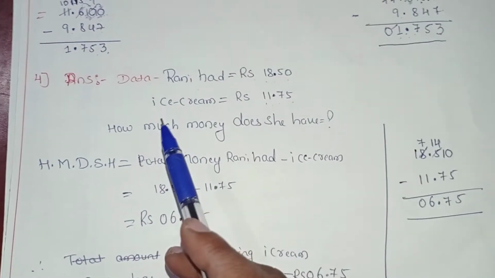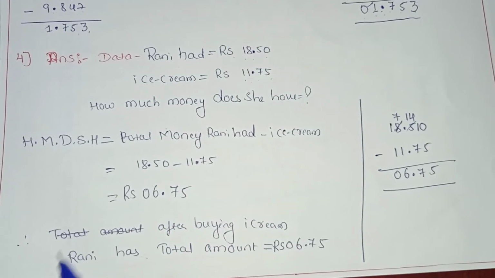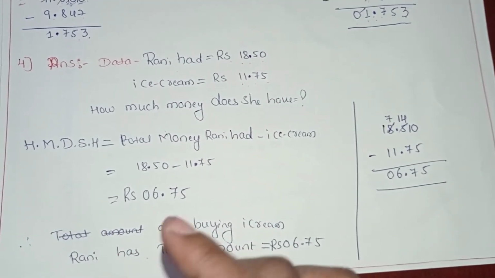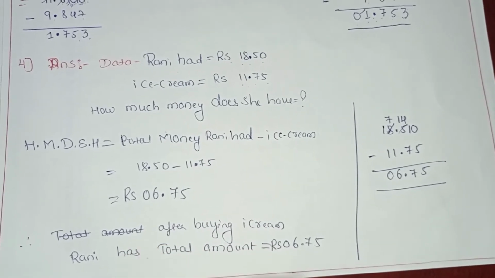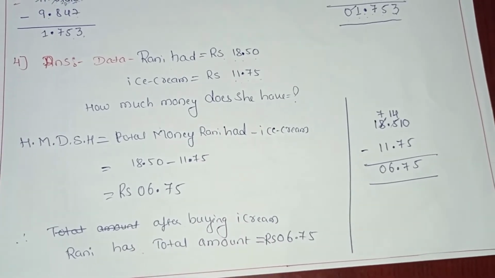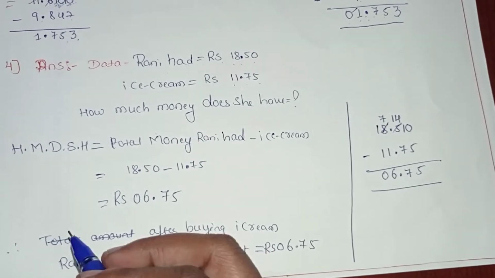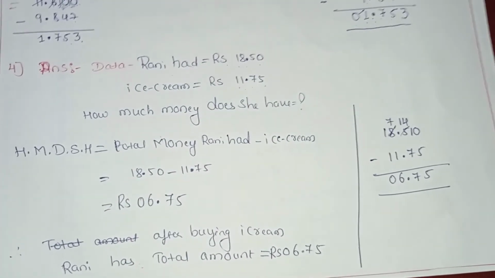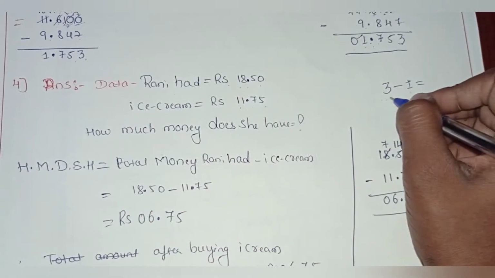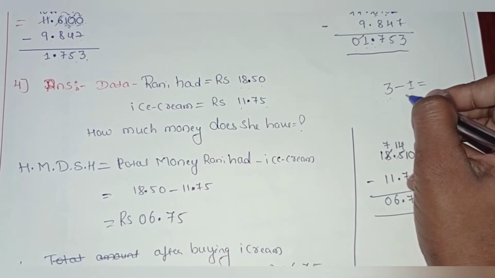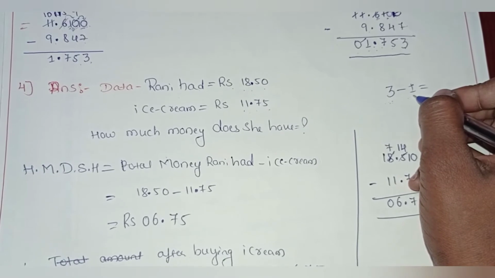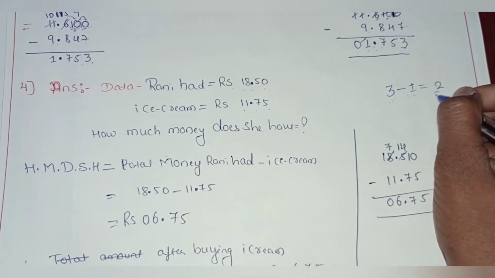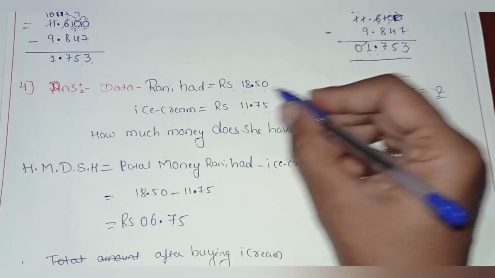Children, before solving this, let me tell you one thing. Imagine you have 3 chocolates. In that, one chocolate was eaten by me. How many chocolates will remain with you, children? 2, right? How do we get to know it is 2? We subtract the total number of chocolates minus the chocolate eaten by me, that is 3 minus 1 equals 2, right? Like this only we have to do here.